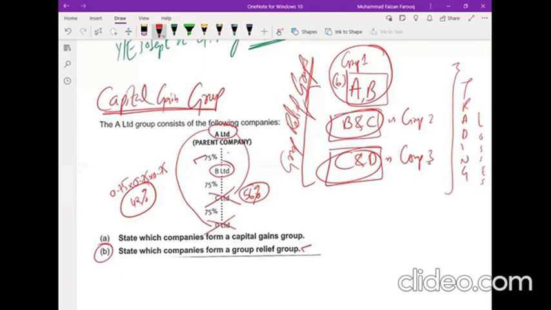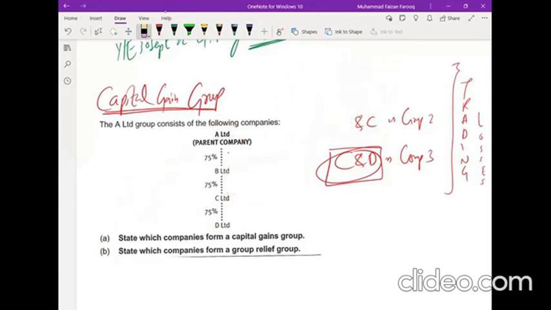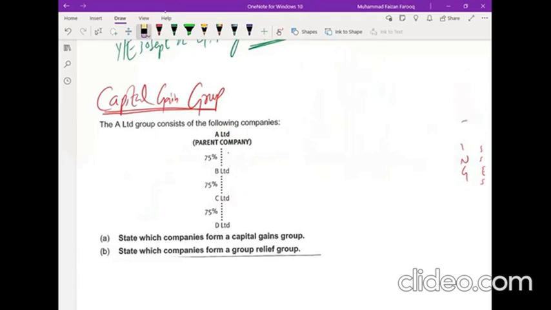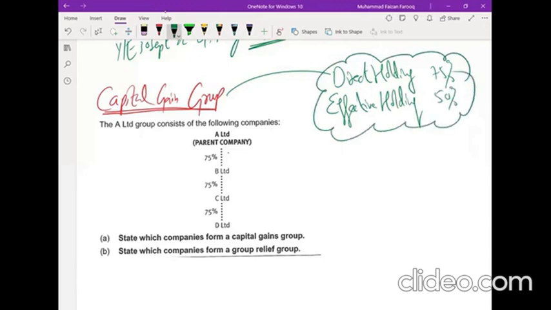A is not part of a group with C, because A doesn't have an effective holding of 75% in C, right? Okay, so that's it for the group. Now for the capital gains group, everything remains the same, but the logic is a little bit different. The direct holding percentage must be 75%, but the effective, that is indirect, holding is reduced. It's not 75% in the capital gains group, it's only 50%. That is the change.